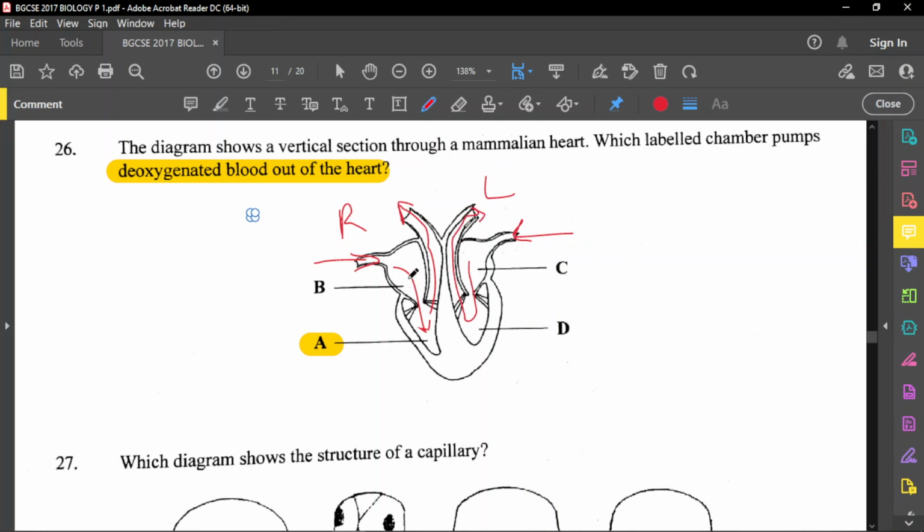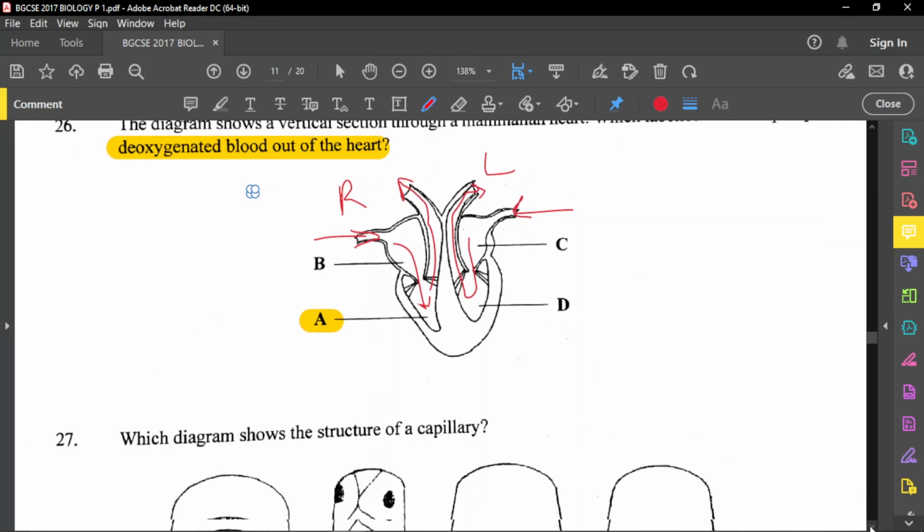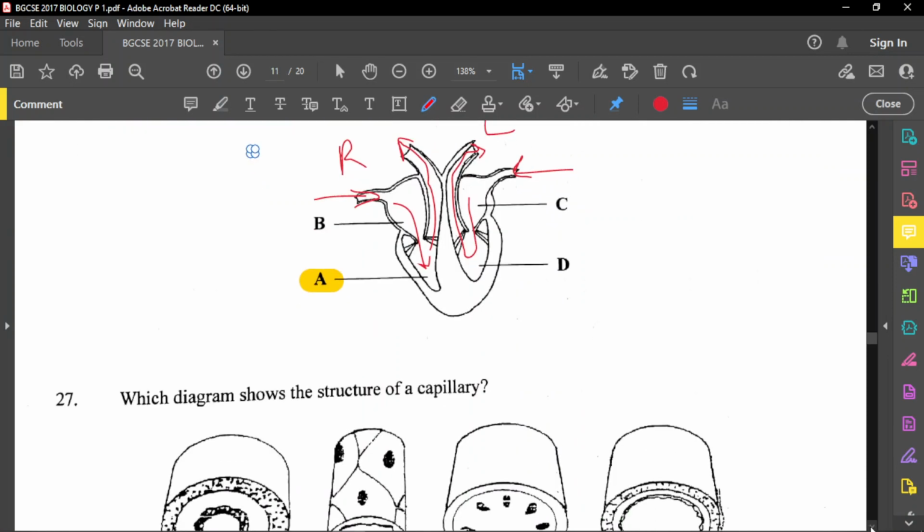all right? And so if you notice the two sets of arrows right there, that's what also makes the heart a double pump, all right? Because they pump oxygenated blood and deoxygenated blood at the same time without mixing. All right, so you need to know those things. The flow of blood, which side is oxygenated blood, which side is deoxygenated blood, and so on.